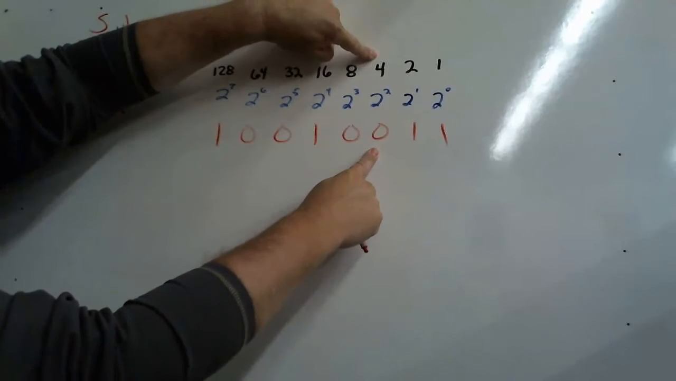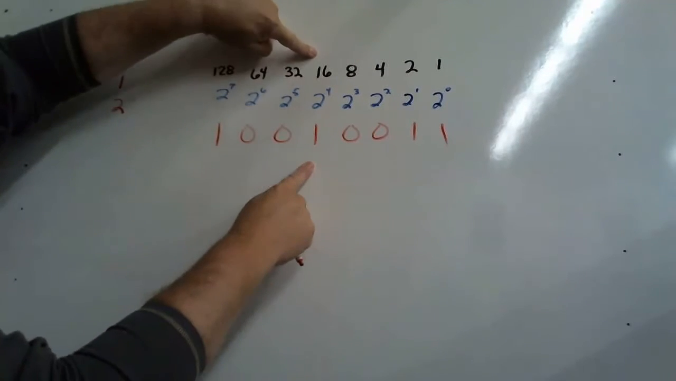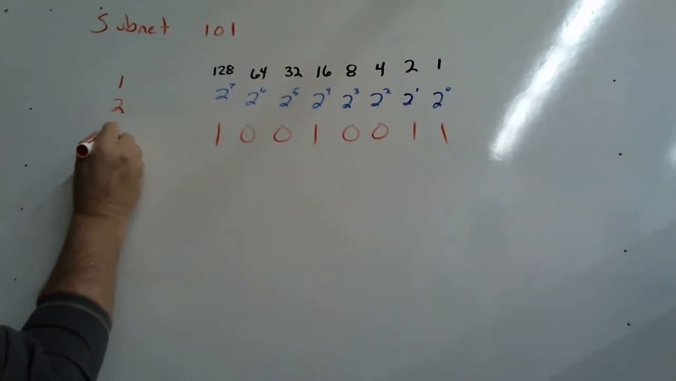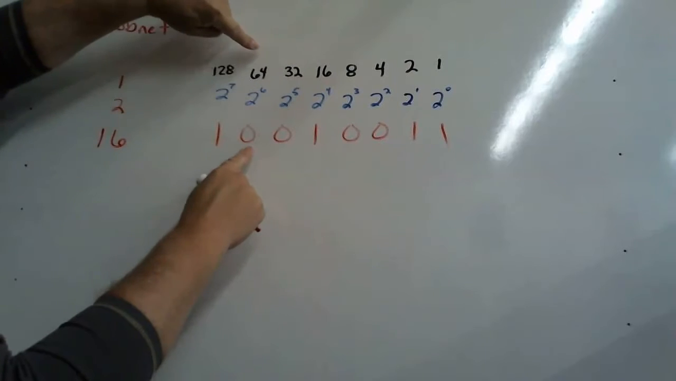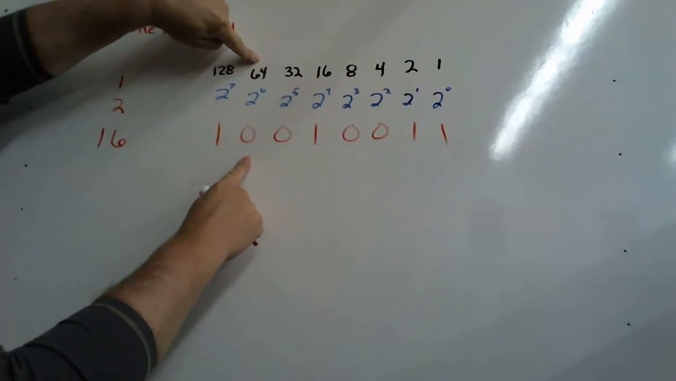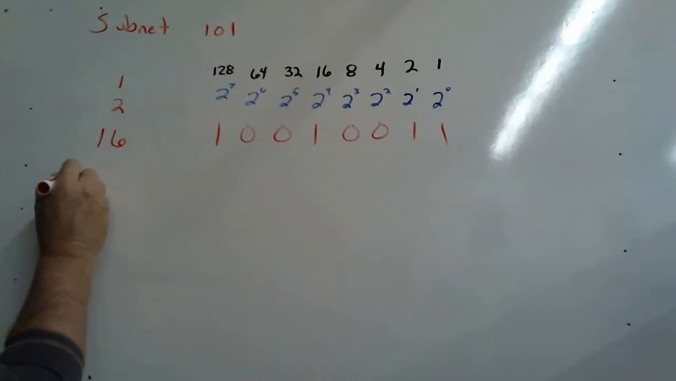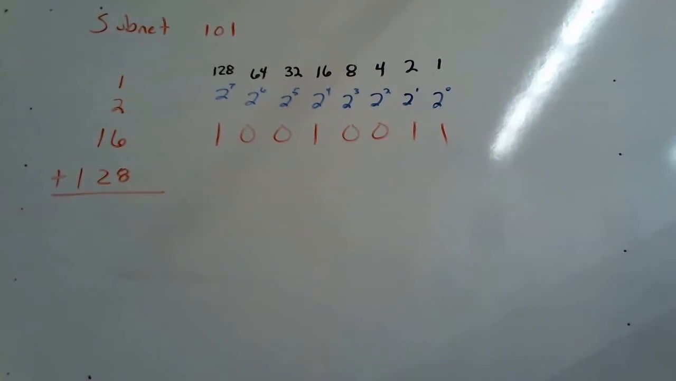Any fours? Nope. Any eights? No way. 16? Yep, there's a 16. Let's add him in there. 32s? Nope. 64? Nope. Last one, 128? Yes, we do. Let's put him down. All we have to do is add them up now.